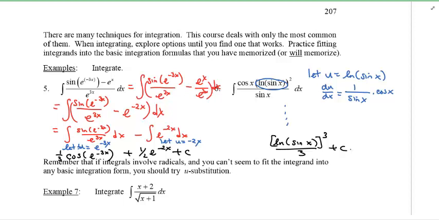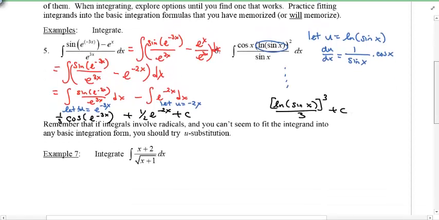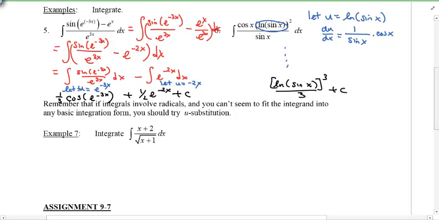Now one last one that I'll do for this section. Remember that if integrals involve radicals and you can't seem to find the integrand that works into any basic integration function, then once again, it's u substitution to the rescue. In this particular example, how about letting u equal the stuff underneath the square root? The derivative du dx is just equal to 1, so that just means du equals dx.